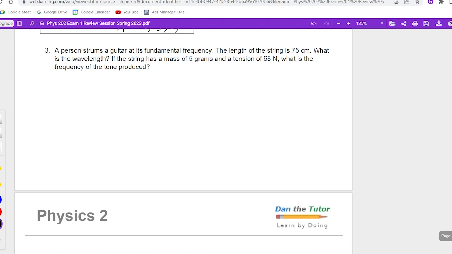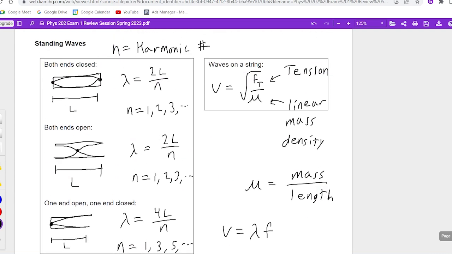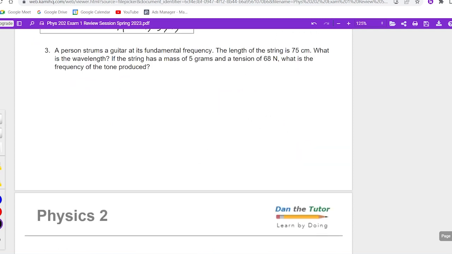So the first thing we're going to do is find the wavelength, and it said it's a guitar, which, if we have to think of the guitar as one of these 3 shapes, I think we can both agree it's the both ends closed example, because if you think of how a guitar works, here's the guitar string, and it's being strummed up and down really fast, and it's going to look like this. It looks like the both ends closed example.